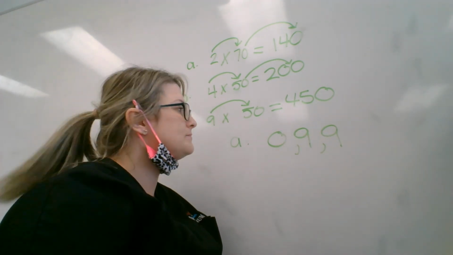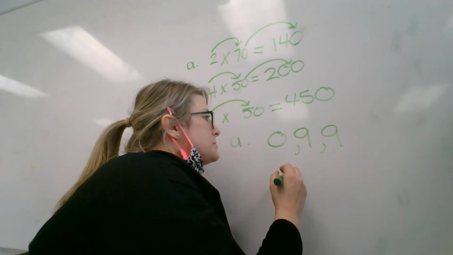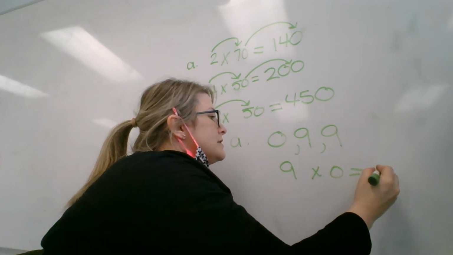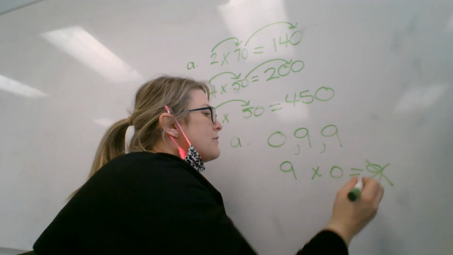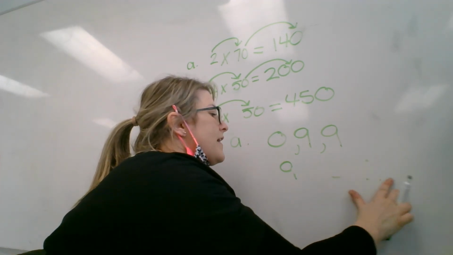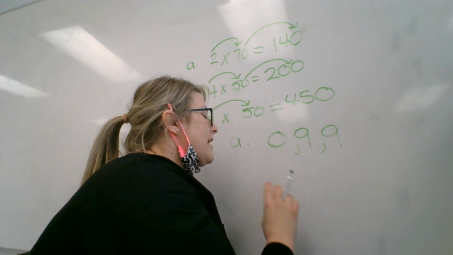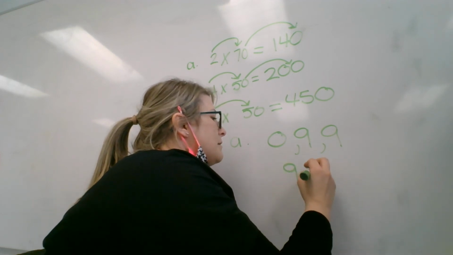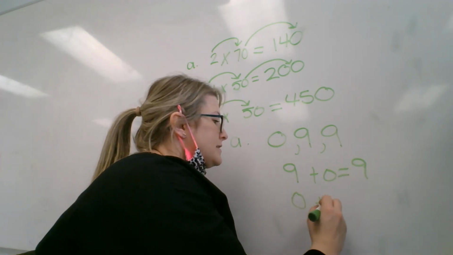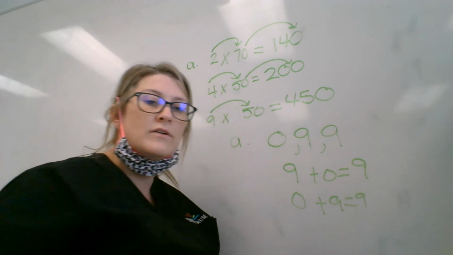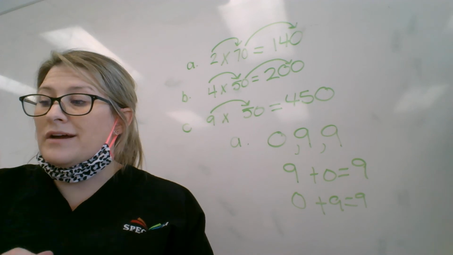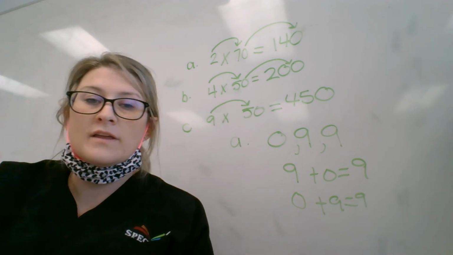Well, let's see. If I want to try multiplication first, 9 times 0 equals 9. And that's not right, because anything times 0 equals 0. So I cannot do my multiplication fact here. It's going to have to be an addition fact. Let's see. 9 plus 0 equals 9. Yes, that's correct. Or 0 plus 9 equals 9. Okay, go ahead and complete the rest of those in Part 2. We're going to completely skip Part 3 and move on to Part 4.